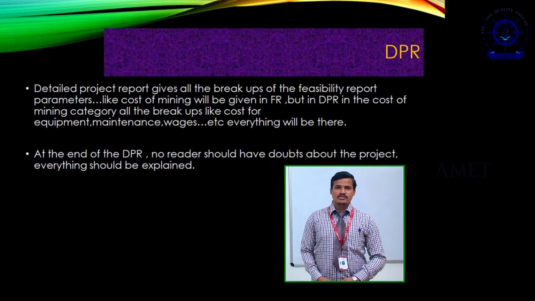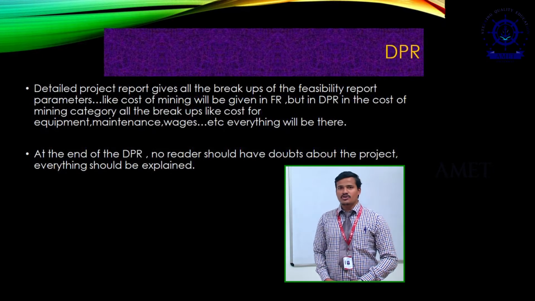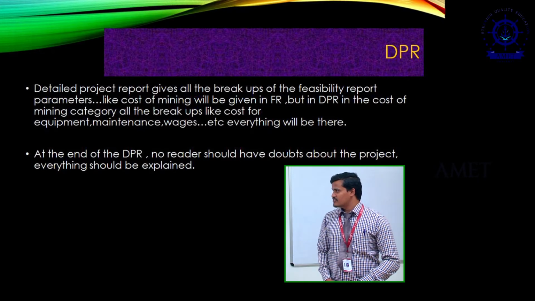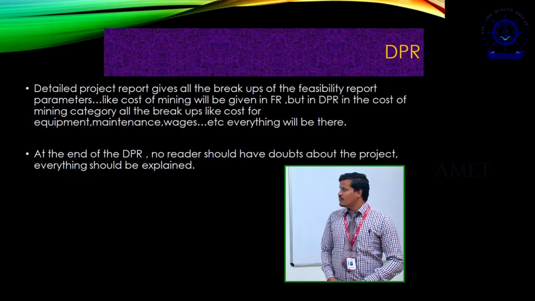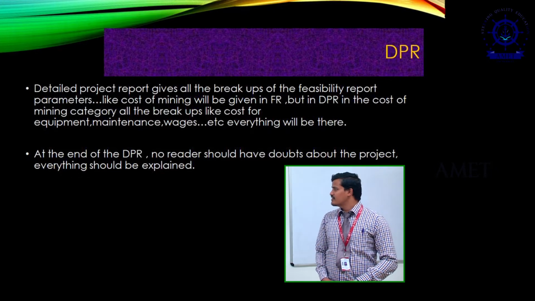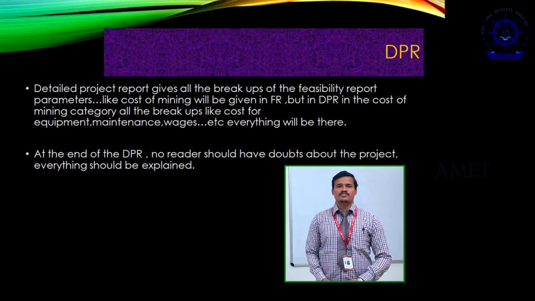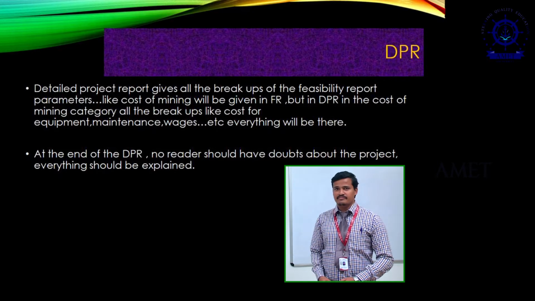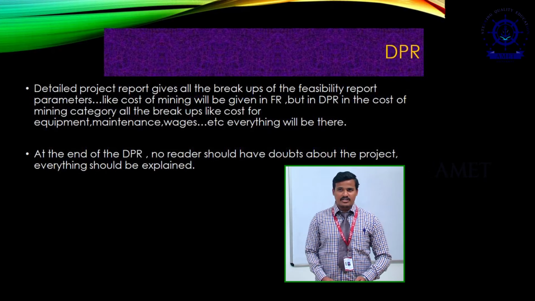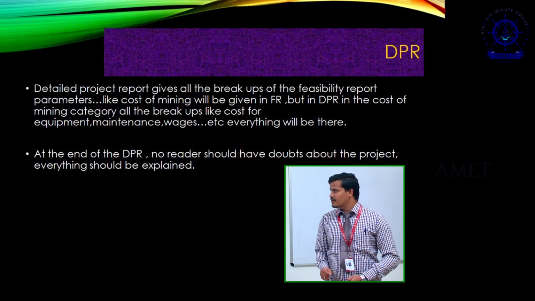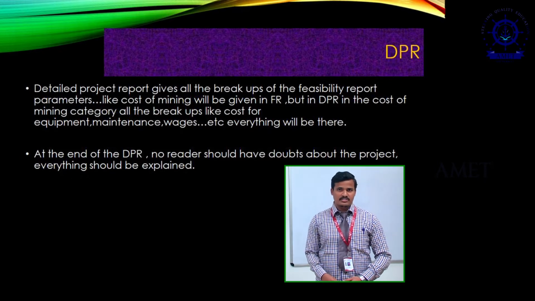So what is DPR? Detailed project report. The detailed project report gives all the breakup of the feasibility report parameters. For example, the cost of mining will be given in the feasibility report, but in the DPR, for the cost of mining category, all the breakup costs like cost for equipment, maintenance, all the breakup costs will be clearly given in depth. So at the end of the DPR, no reader should have any doubt about the project. Everything has to be clear just by seeing the DPR. So the individual cost of each and every parameter will be clearly explained in this detailed project report.